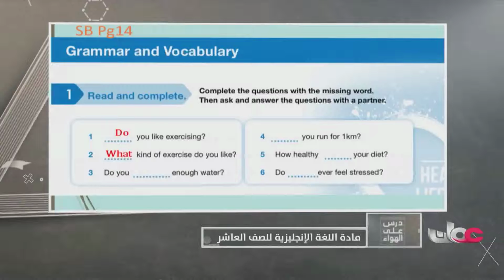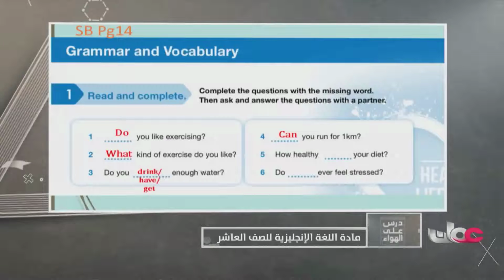Number 3, do you, here it is possible to have 3 answers, whether to say do you drink enough water, or do you have enough water, or do you get enough water. So the missing word here is the main verb. Number 4, we should use can here. Can you run for 1 kilometer? And the answer should be yes or no.